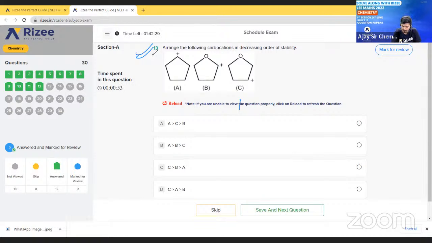Try to give the answer. Tejaswini, Vijayeshwar, try to give the answer. So what is the correct option here? Let us find.